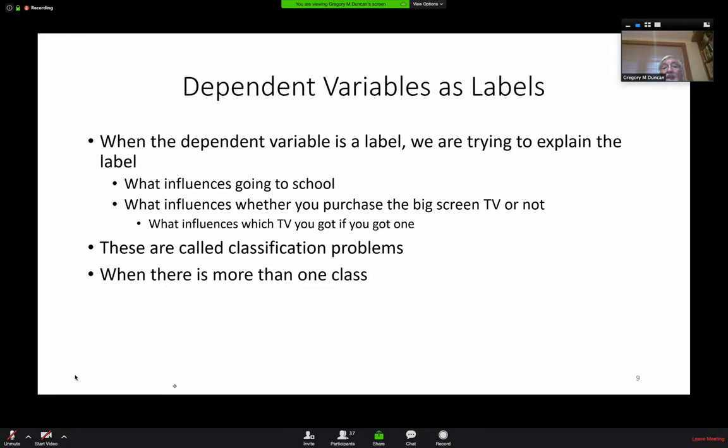When there's more than one possible label, these are called multi-class problems. Typically classification is just 0-1. You're in one group or another group. When somebody says classification, it's: did you go to school, or didn't you? What are the variables that influence that? Multi-class problems are: did you go to school? If you went to school, did you go to an Ivy League school? If you went to an Ivy League school, was it Brown? Was it Yale? And so on.